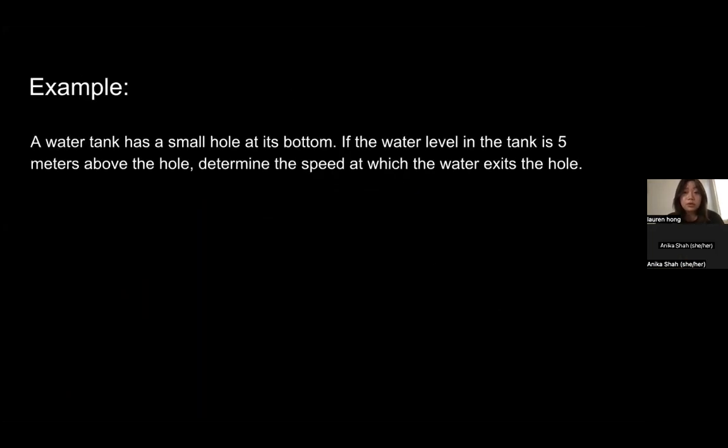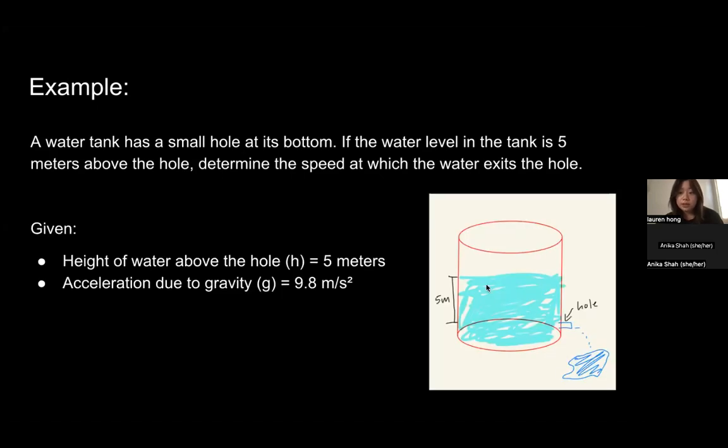All right, and then we're going to move on to an example. My example is a water tank has a small hole at its bottom. If the water level in the tank is 5 meters above the hole, determine the speed at which the water exits the hole. And then I have my diagram here. We know that the water level in the tank is 5 meters above the hole. And like we said, our height is the point from the hole to the top of the water level. So that is going to be 5 meters for our height.